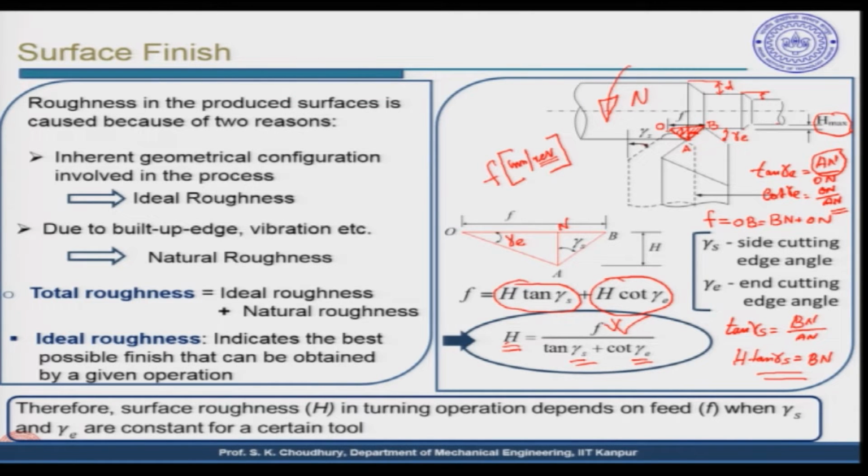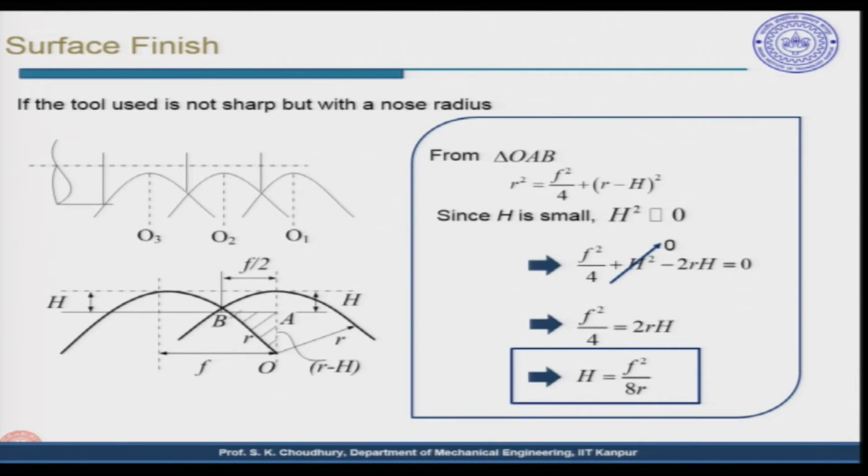Now, let us see if we have a round nose, or a nose radius, how this process gets affected. Let us say the tool used is not sharp now, but suppose it has a small nose radius, and this is the value of the nose radius r, everywhere it is r.